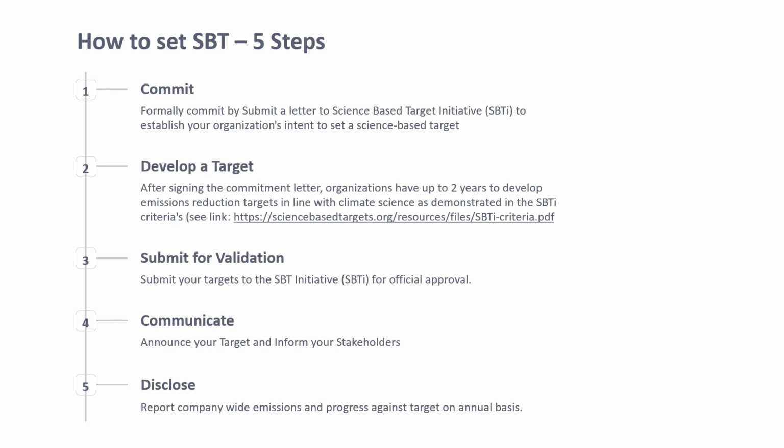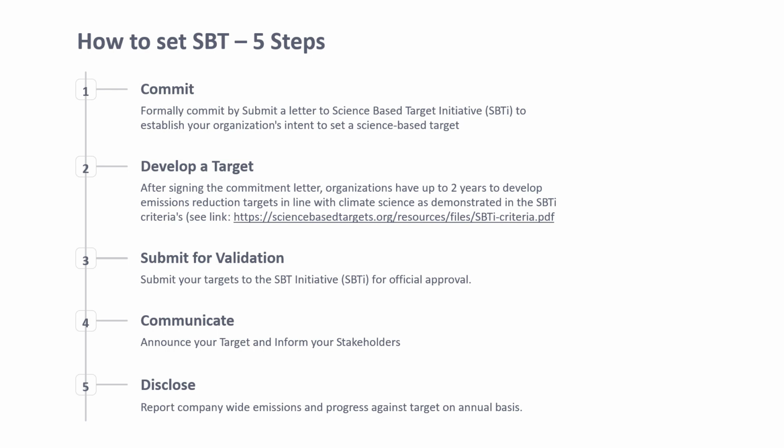So how are these targets set? Number one is to commit. Organizations submit a formal commitment letter to SBTi to establish what they intend to do per their science-based targets. Once this commitment is submitted, it is reviewed and approved by SBTi, and then the organization signs the commitment letter. They have up to 2 years to develop their emission reduction targets in line with climate science, as shown in the SBTi criteria.